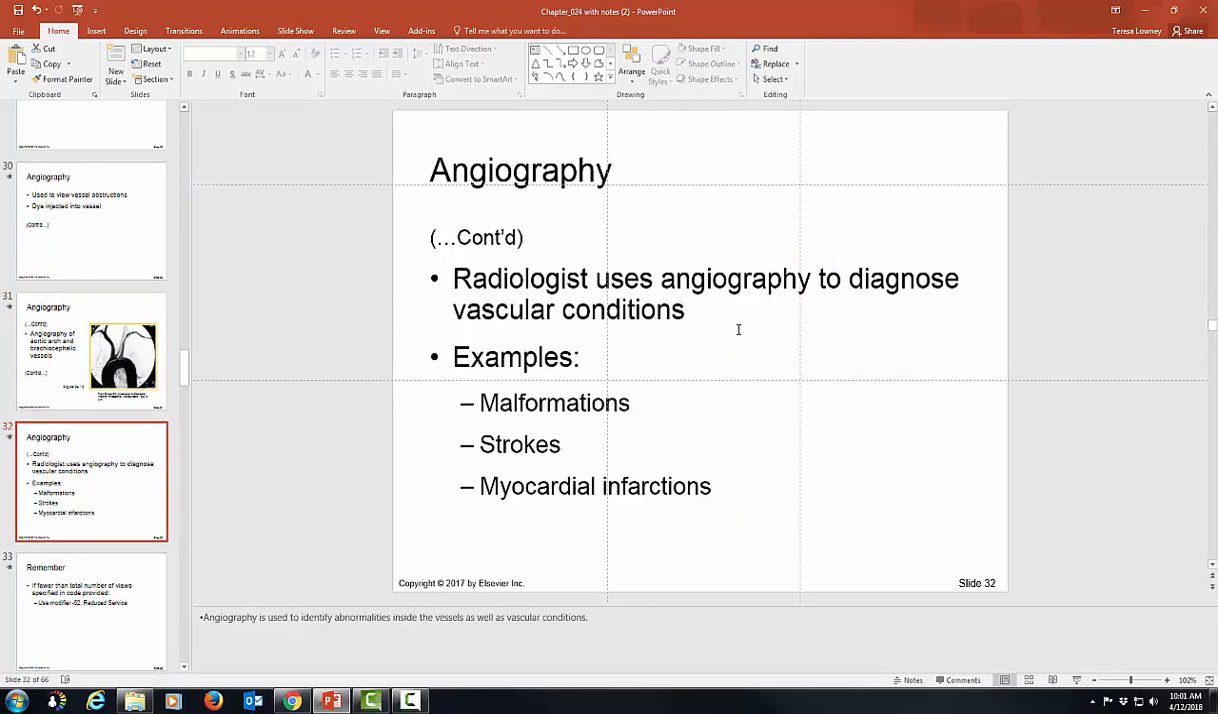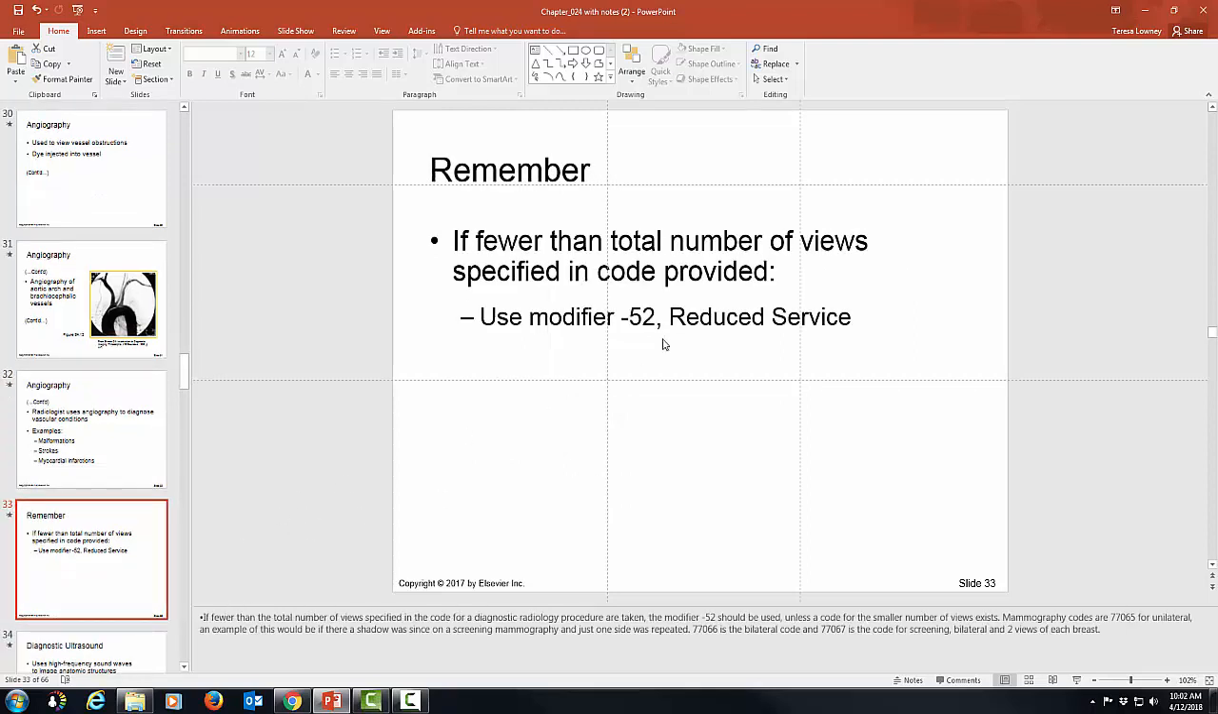Angiography, the radiologist uses these to diagnose vascular conditions. So, for example, malformations, or has there been a stroke, or is there a myocardial infarction? What kind of a blockage are we looking at? Remember that if you take fewer than the total number of views specified in the code, you need to use that modifier 52, showing that it was a reduced service. So, if, for example, you were taking fewer than normal, you append this modifier, unless there's a code for a smaller number of views that exists.